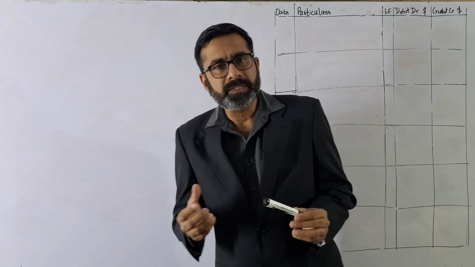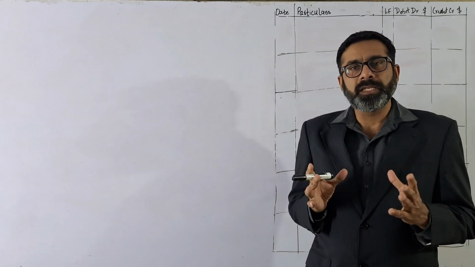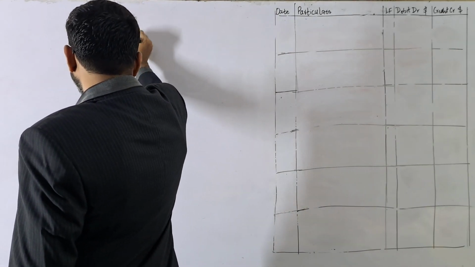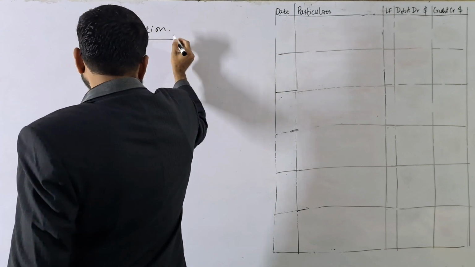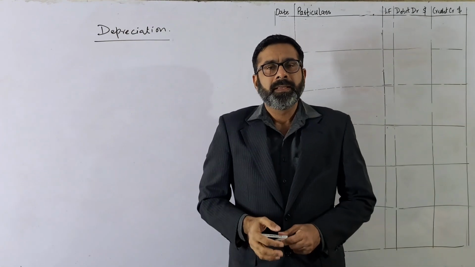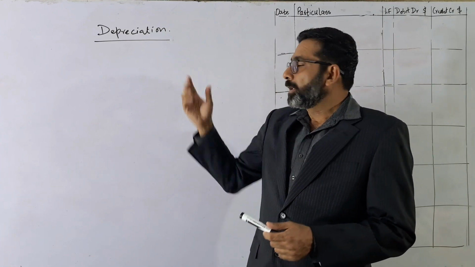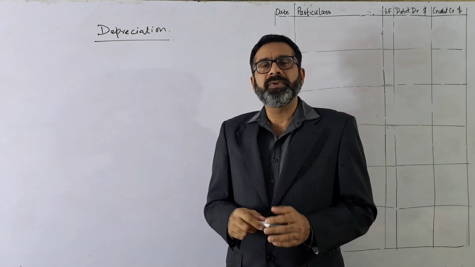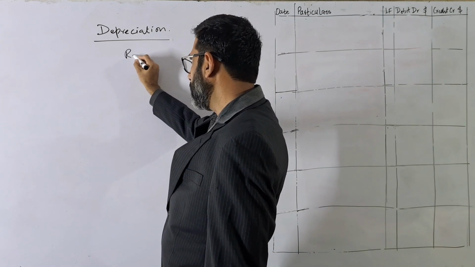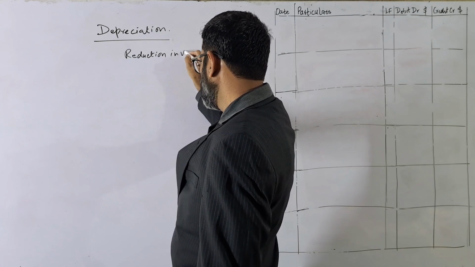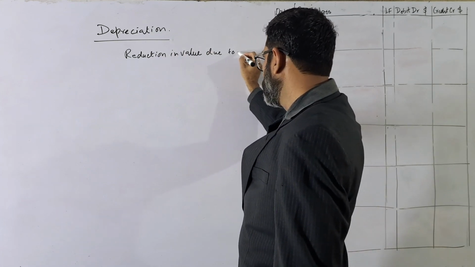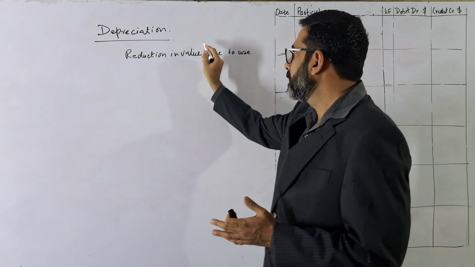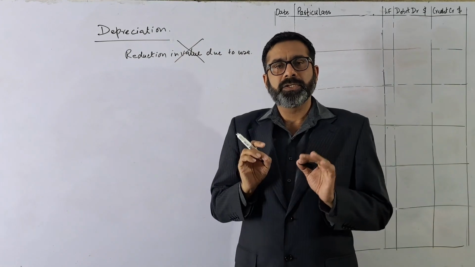So first of all, we have to understand the meaning of depreciation, what the basic purpose of depreciation is. Now, it is a general word that is normally used, but in accounting the concept is a little bit different. So how is it different? Normally we consider that there is a reduction in value due to use, that there is a reduction in the value of the asset due to the use of the asset, but unfortunately that concept is wrong.